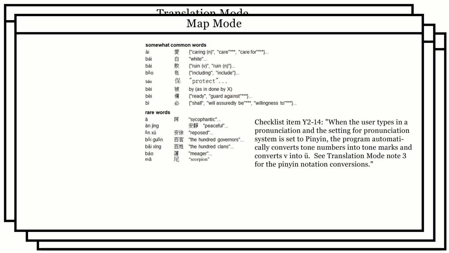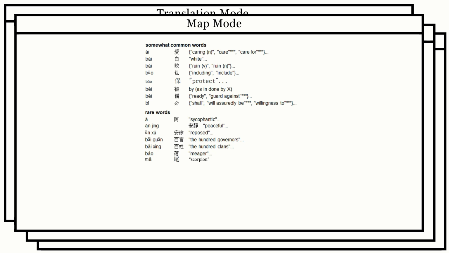Checklist item 2-14, when the user types in a pronunciation and the setting for the pronunciation system is set to pinyin, the program automatically converts tone numbers into tone marks and converts V into U with 2 dots above it. See translation mode note 3 for the pinyin notation conversions. Along with checklist item 2-13, there's a setting called pronunciation system, and it can be set to pinyin or other.